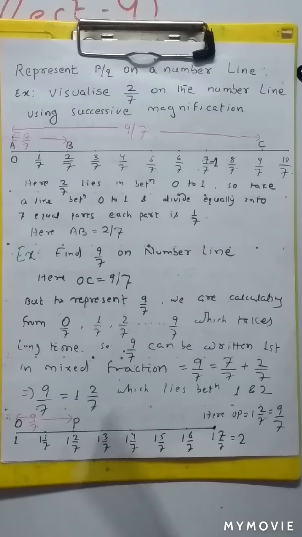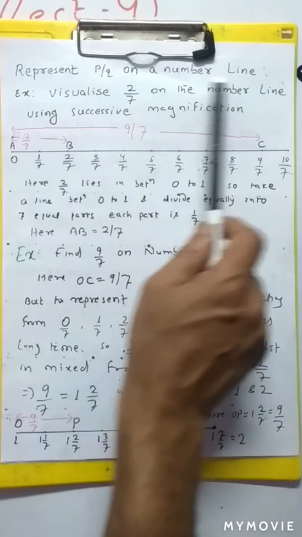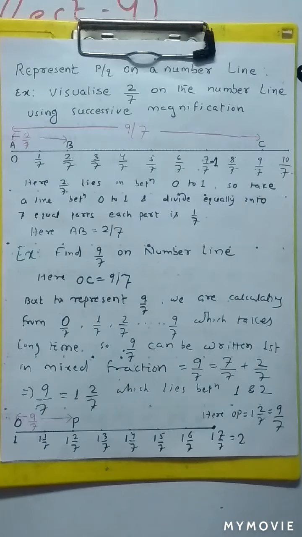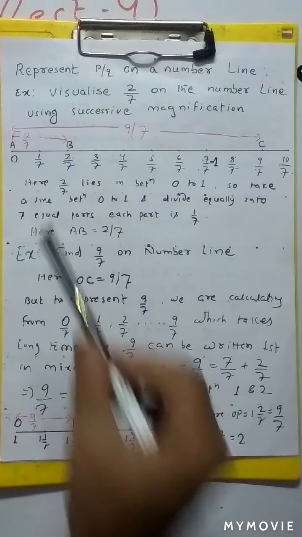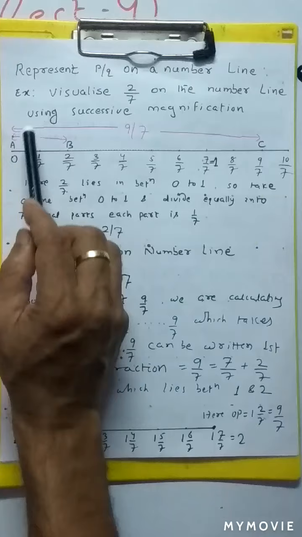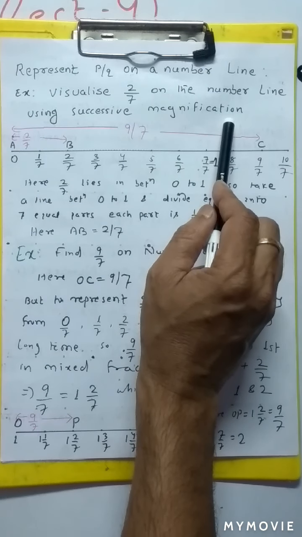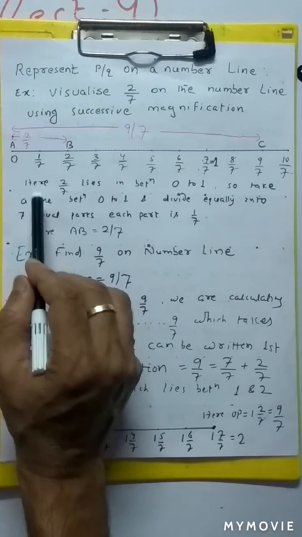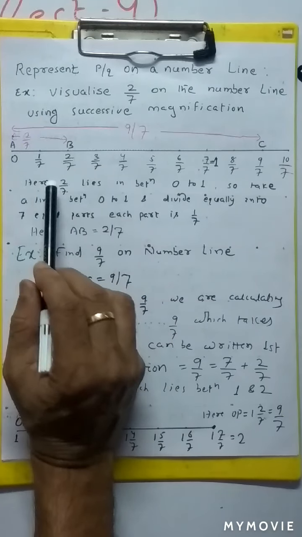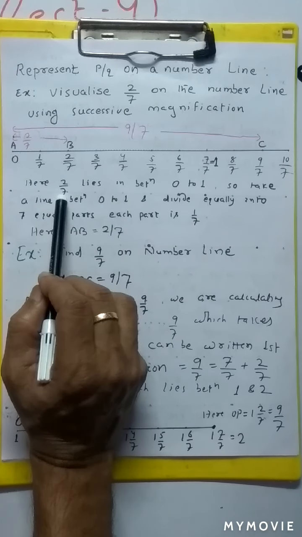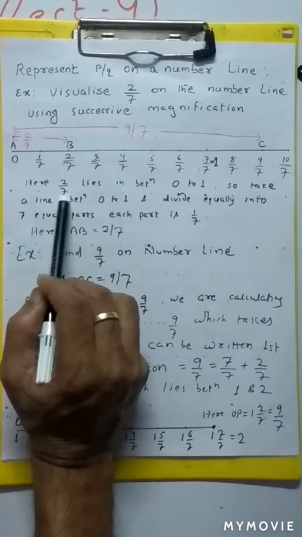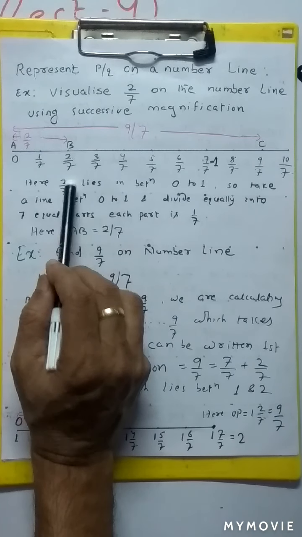Okay. So now we will discuss the representation of real numbers on the number line. Suppose you are given a number, you have to represent it on the number line. So how will you represent it? Let us zoom this figure. First, represent p by q on a number line. That means if a number is given in the form of p by q, how will you represent it on the number line? So let us take an example first.